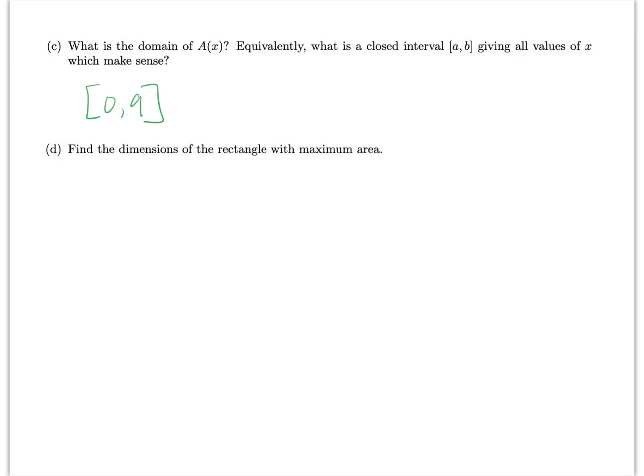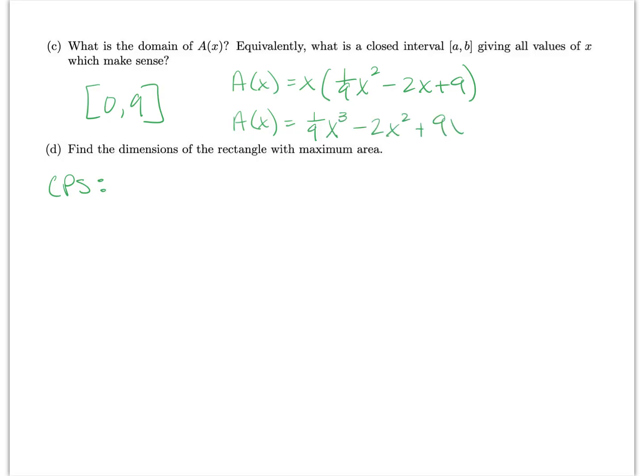Then we want to find the dimensions of the rectangle with maximum area. In order to do that, we start by finding critical points. The global maximum will occur at either a critical point or an endpoint of the domain. So I need to know the critical points. Remember my formula was A of x equals x times 1/9 x squared minus 2x plus 9. Distributing that x, A of x is 1/9 x cubed minus 2x squared plus 9x.